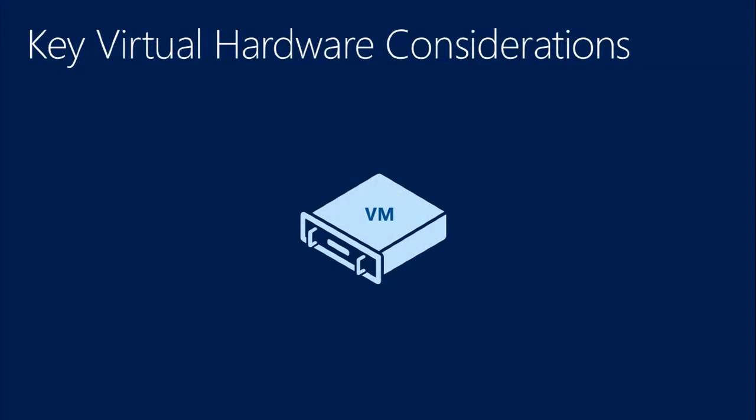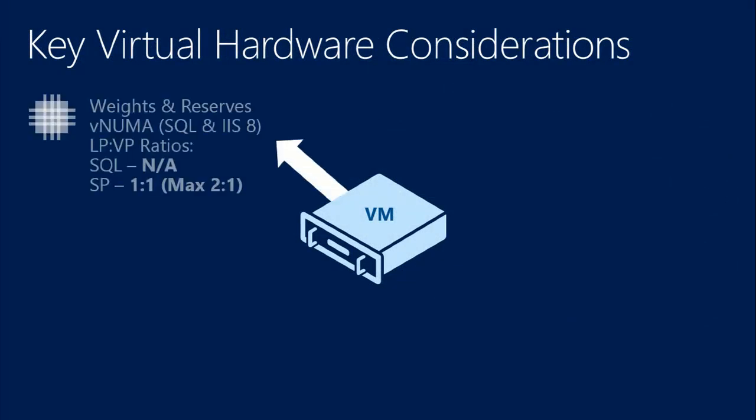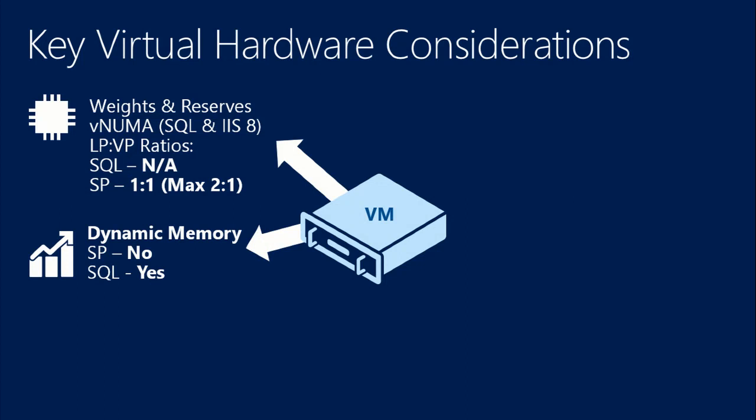So, key virtual hardware considerations. First of all, weights and resources. So SQL and SharePoint will be a one-to-one. If you have one physical processor, you're going to use one virtual processor for that application. You can go to a one-to-two, but it would be a supported feature to just be a one-to-one. Dynamic memory: SharePoint, no. SQL, yes.